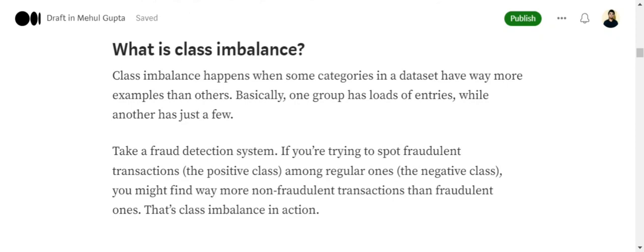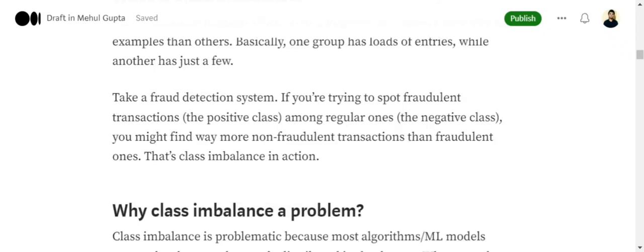So basically, it is a very common issue at times in real world data sets. For example, you are going for a binary classification, 1 or 0. In that case, class imbalance would exist when one of the groups, say 0, has a lot of entries while the other has just a few. For example, here you can see a fraud detection system. If you're trying to spot a fraud transaction, in case of banking, if you assume that is a positive class, say 1, amongst non-fraud ones, or the regular transactions, that would be 0, the negative class, you may find that many non-fraudulent transactions would be happening as compared to fraudulent ones.